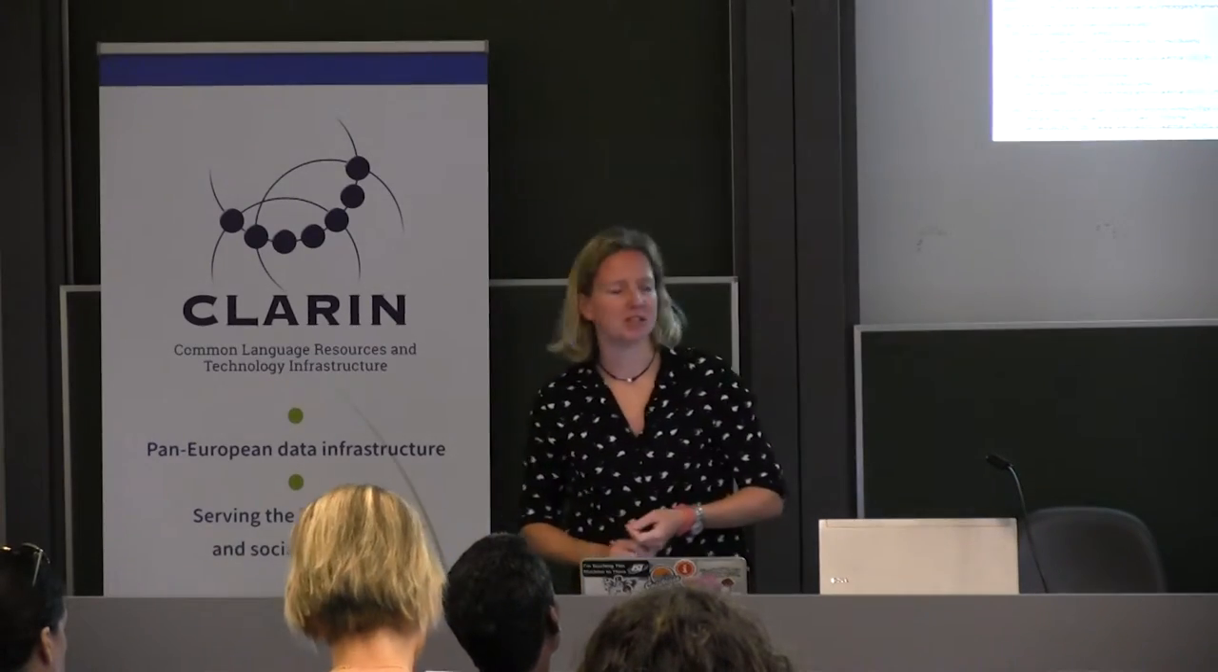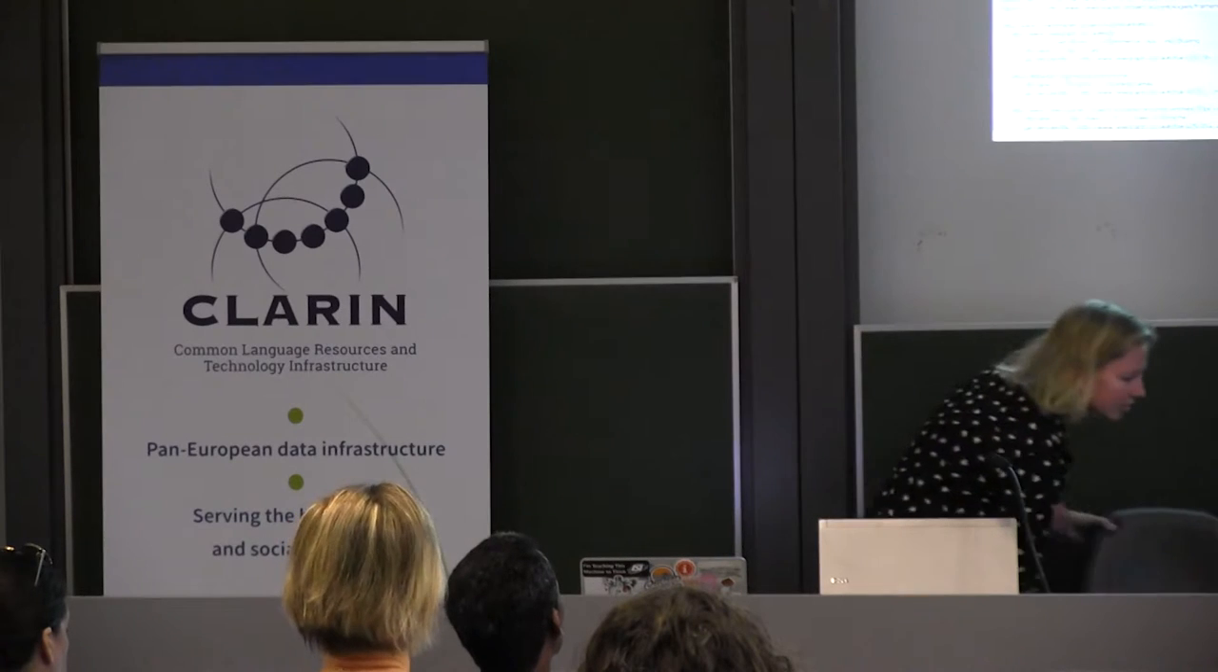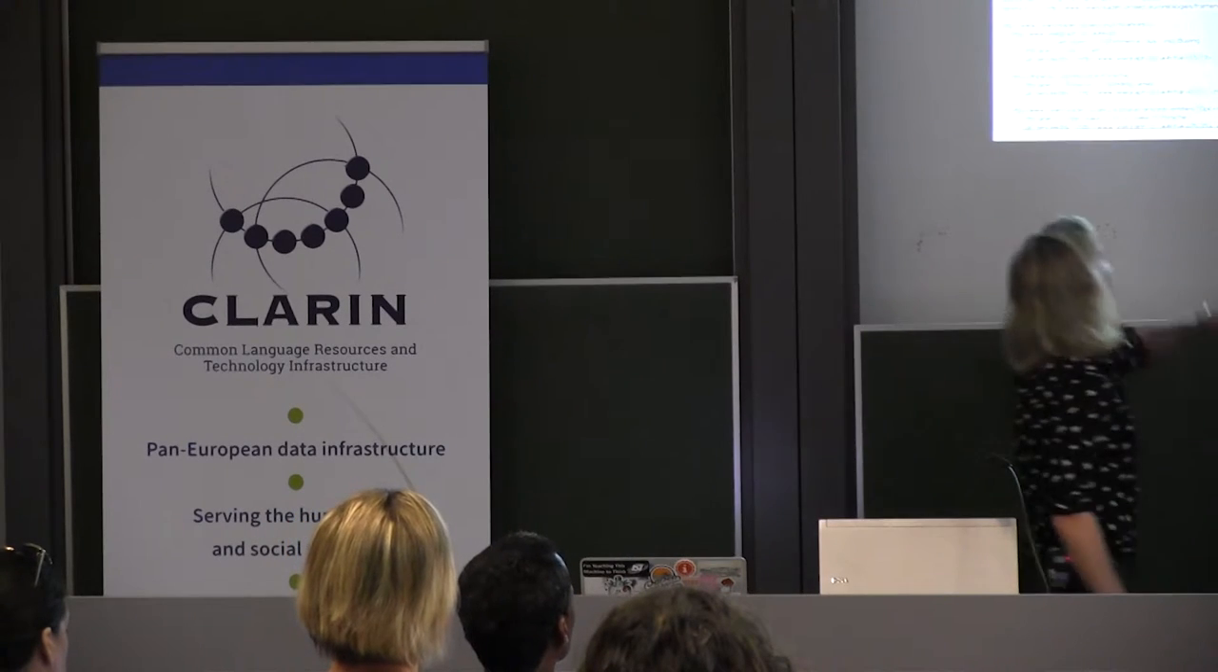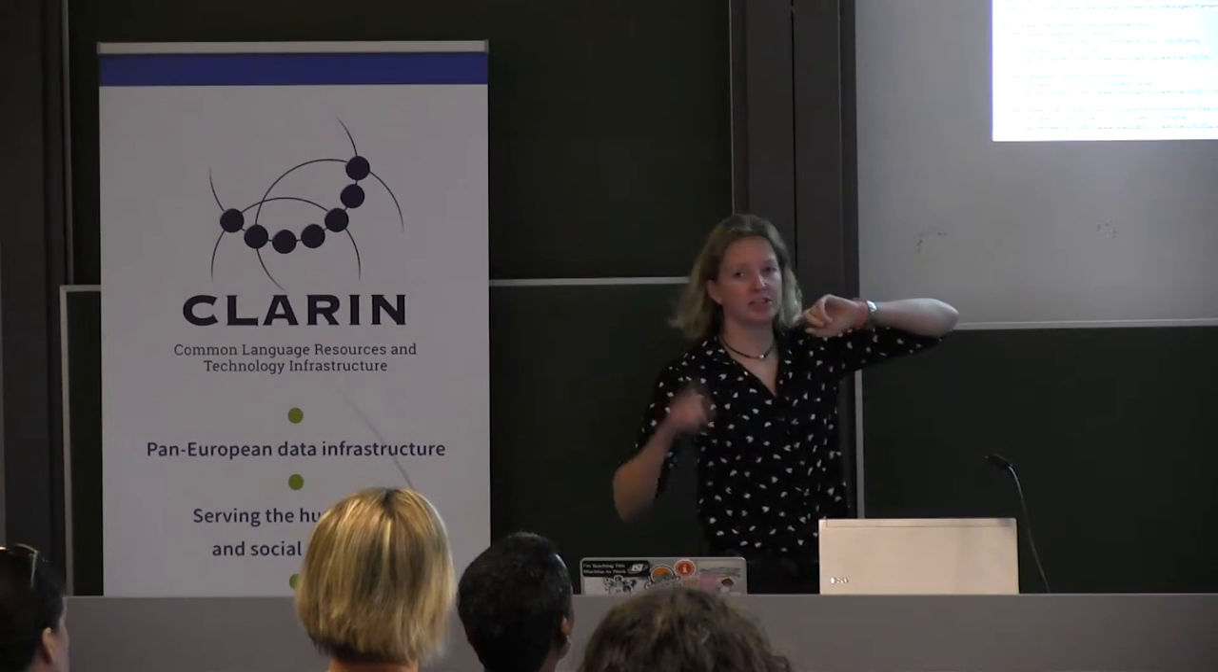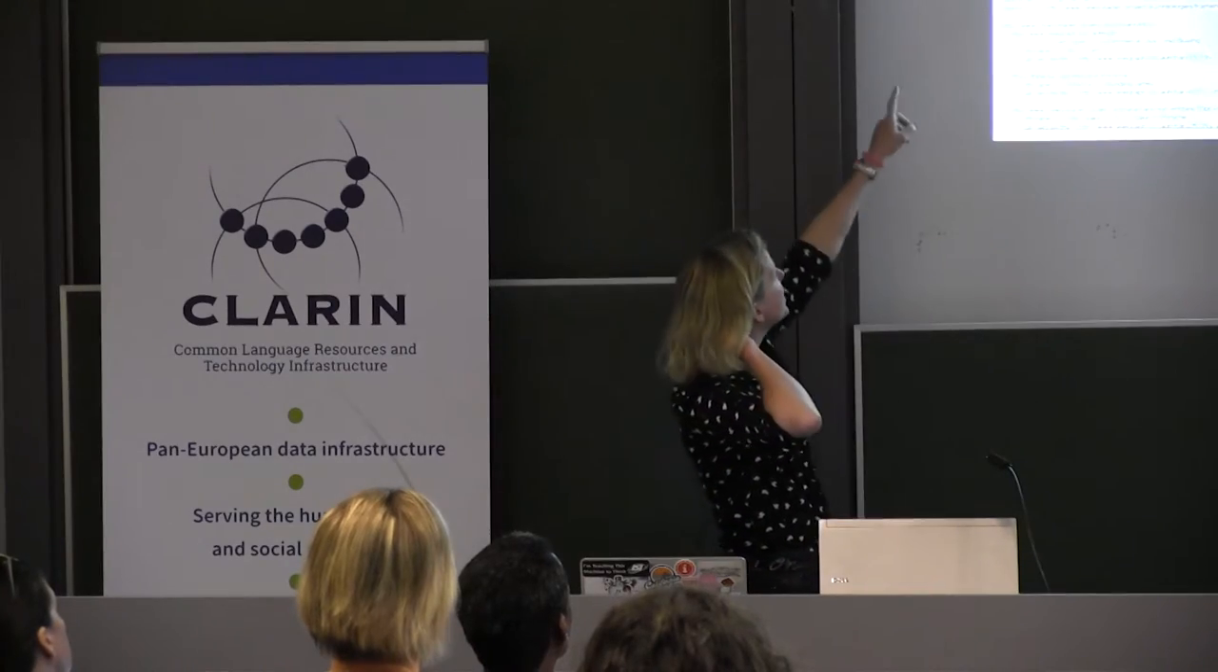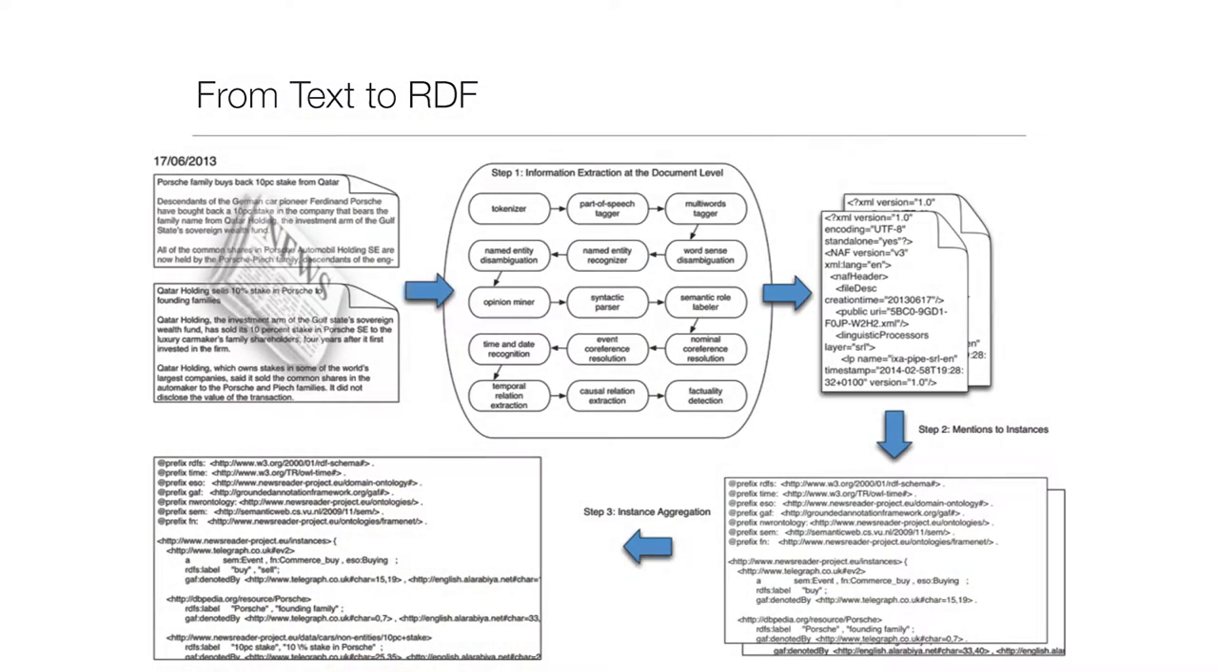I'm not sure if you can read this, but basically what we're doing, I'm just going to move this a little bit, is we've got a bunch of text, and the slides are actually online. These are two newspaper articles. The first one says the Porsche family buys back 10% stake from Qatar, and Qatar Holding sells 10% stake in Porsche to founding families. Basically, these two newspaper articles talk about the same thing. They just use different words.